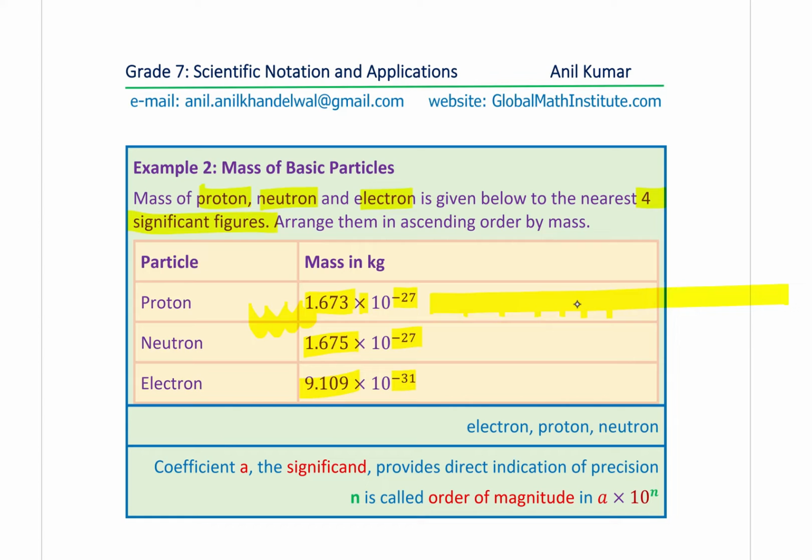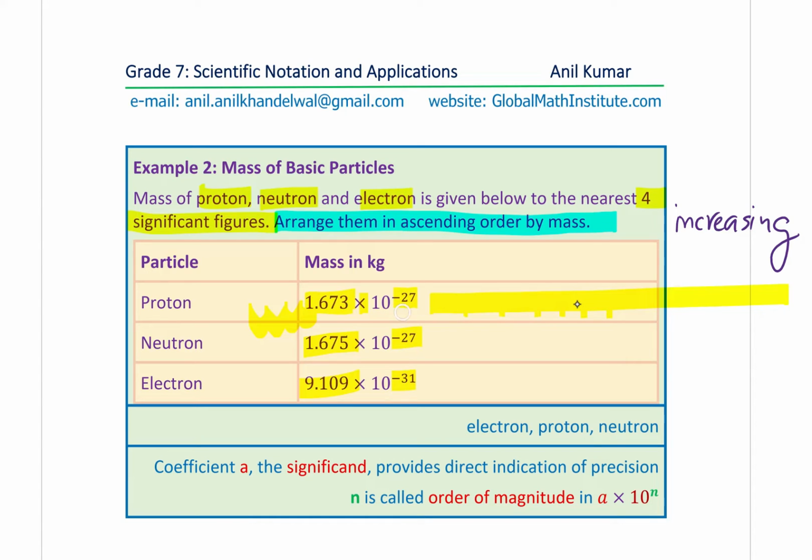Now the question for you is to arrange them in ascending order by mass. So we are given the mass of these three basic particles, protons, neutrons, and electrons. Now you need to write them in ascending order, meaning increasing order. So ascending means increasing order. You can always write it down. The answers I have actually given here.